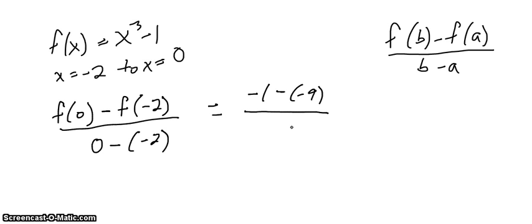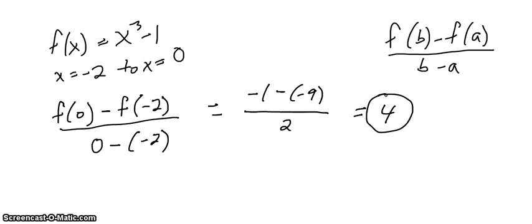all over 2. And when we reduce all of that, it comes to 4, meaning that 4 is the average rate of change from x equals negative 2 to x equals 0. 4 is also the slope of the secant line to that curve. So that's how you find average rate of change graphically and mathematically.